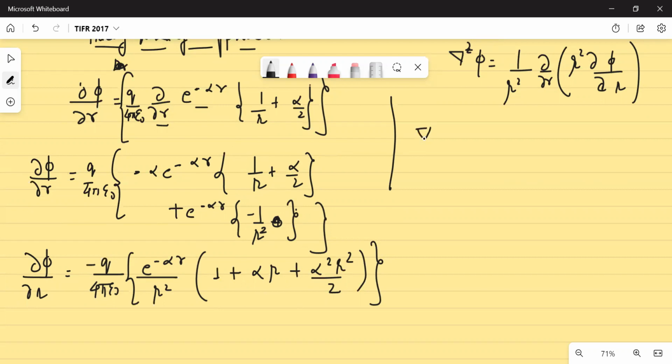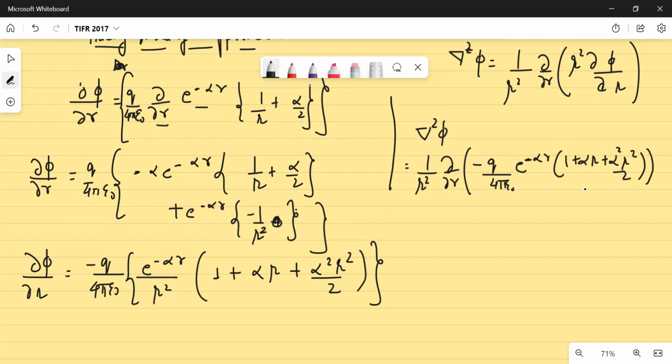Now, if I want to evaluate my del square phi, what will it be? It will be equal to 1 upon r square del by del r of r square times del phi by del r. If you just multiply this r square, it will be minus q upon 4 pi epsilon naught, then you have e to the power minus alpha r, 1 plus alpha r plus alpha square r square upon 2. Okay. Now, if you differentiate this entire term, what will you get?